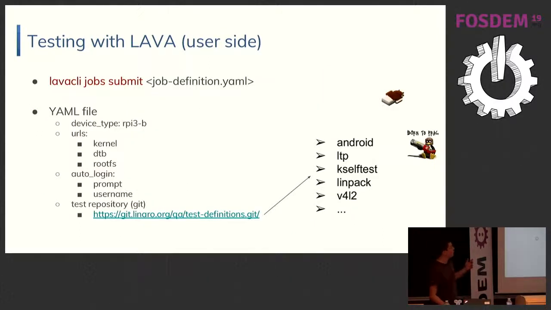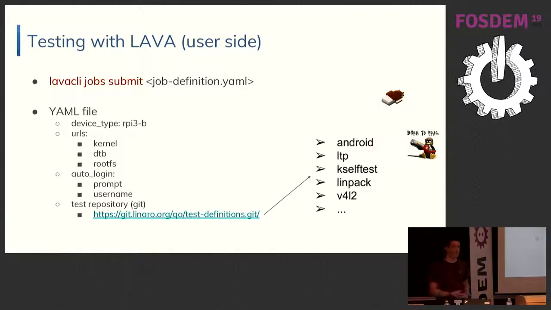As I said, from a user perspective, when you use Lava, you write down your job definition, and then you submit it. Usually just with the command line, you use lavacli jobs submit and the job definition, and that's done. You don't have to do anything else. You can do some more interesting work. In the job definition itself, I will show some of the more important things that you can use. There are more things to describe, obviously, but it's too large for the screen.